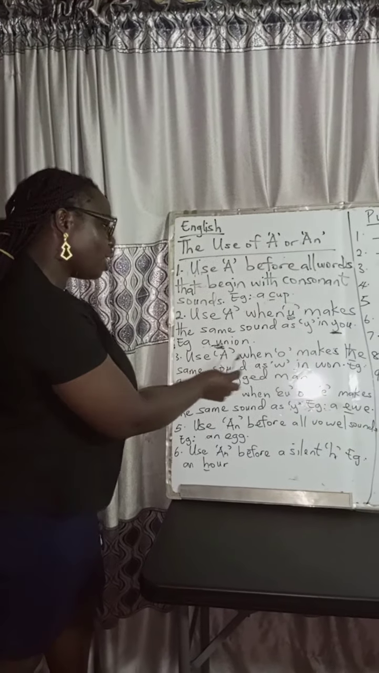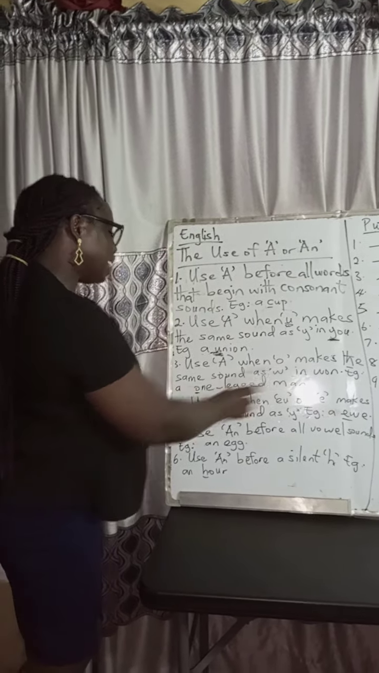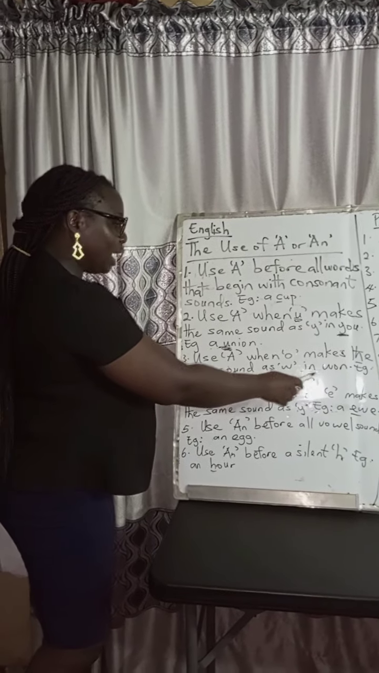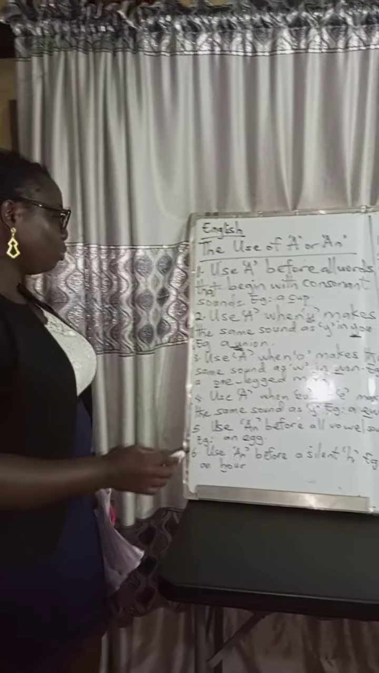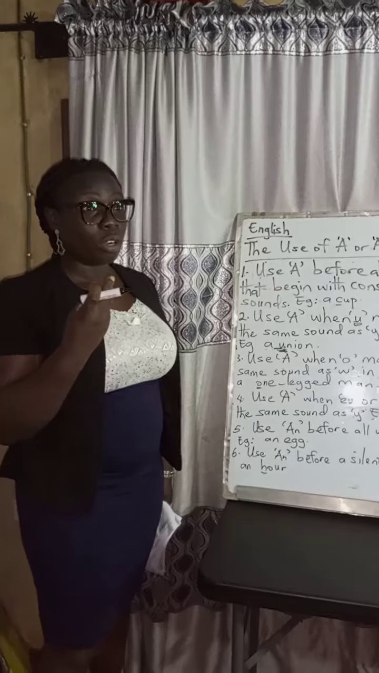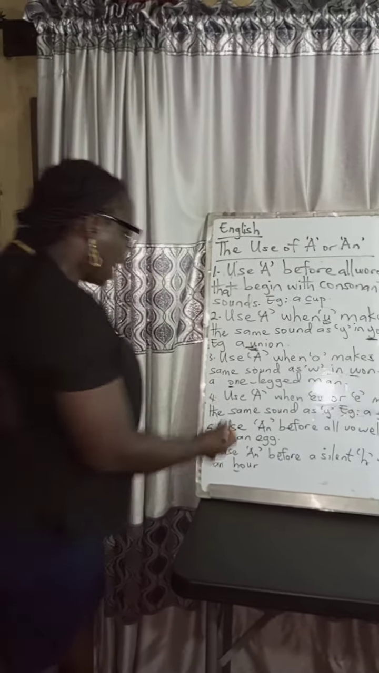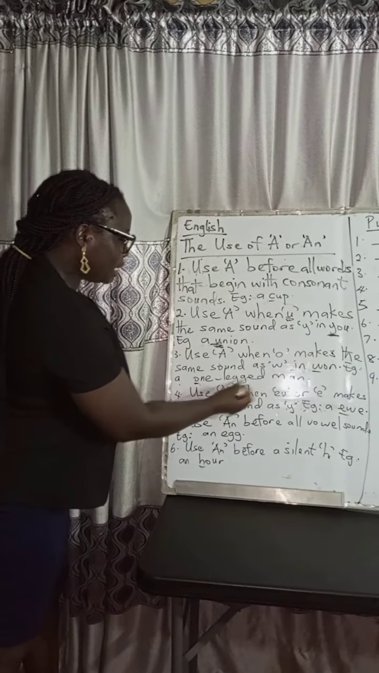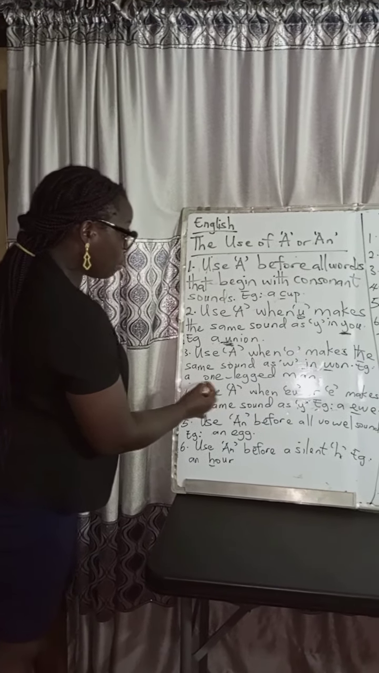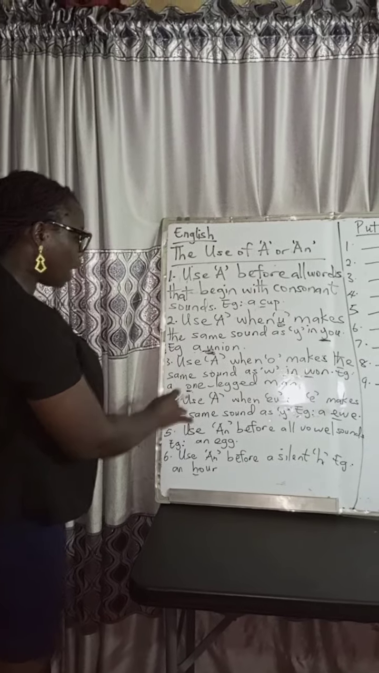So we use A when O makes the same sound as W in one. Instead of O, you'll be hearing one. Example, a one-legged man. A one-legged man. So we say A and not an.